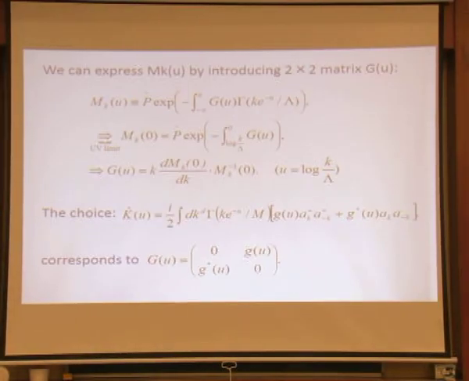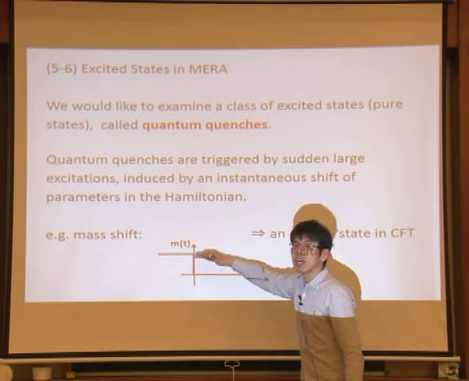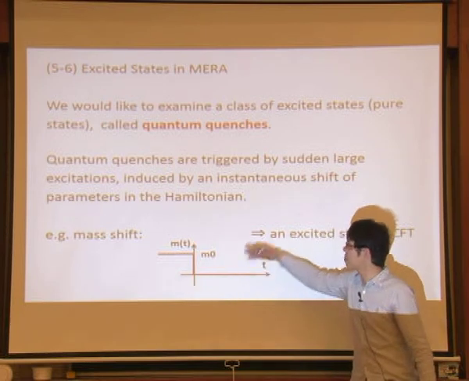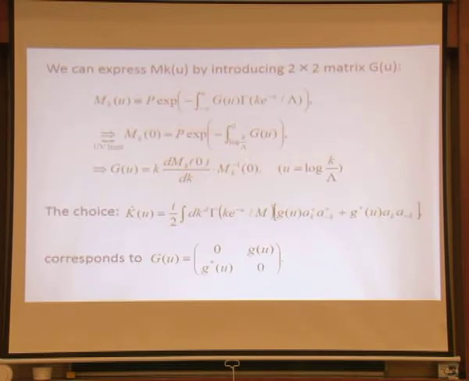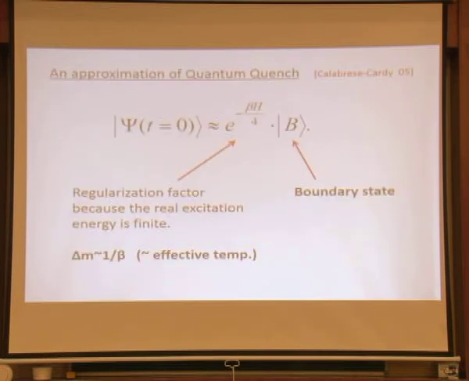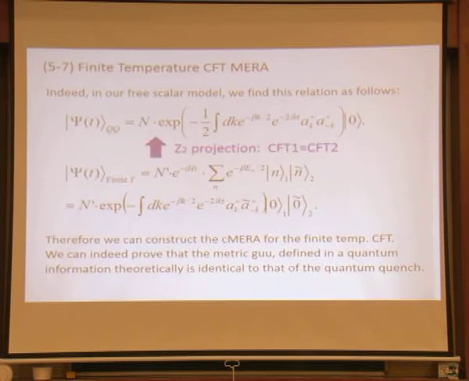Quantum quench is a system with a sudden change of a parameter, like the mass parameter. We take some non-vanishing mass parameter to zero at t equals zero. Then we have an excited state in the massless theory, the conformal field theory. This kind of state is approximately described by this boundary state with some regularization factor. Beta is the effective temperature, as we expect. And this state is very close to this eternal black hole. So first we construct a mirror for this state, and then we double the state by looking at the analogy between these two.